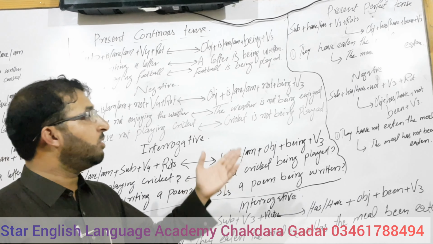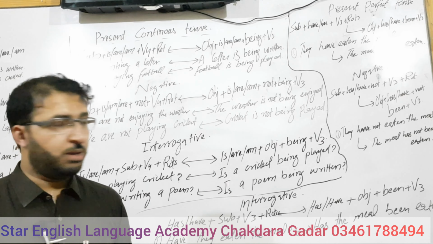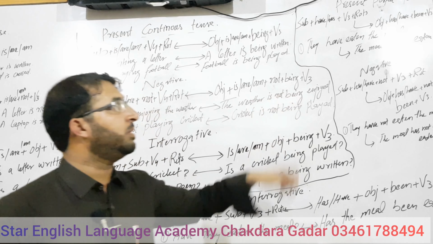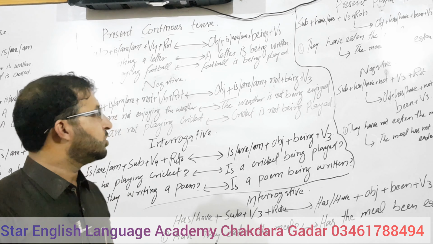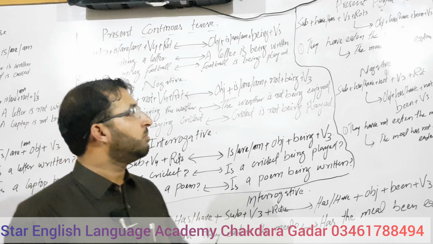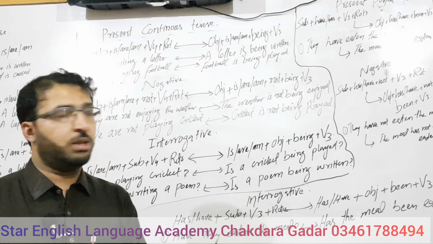So our first example we have, they have eaten the meal. So passive voice of this example is the meal has been eaten. So in continuous tense we use being, but in perfect tense we use been.